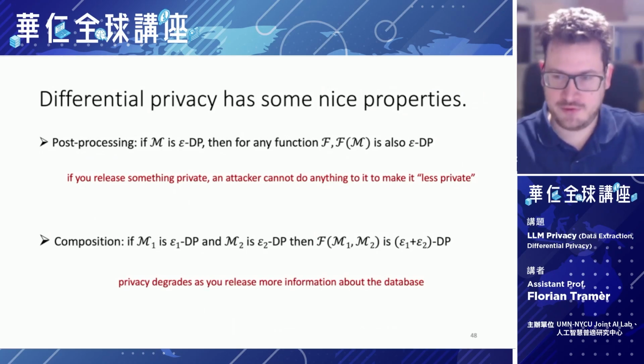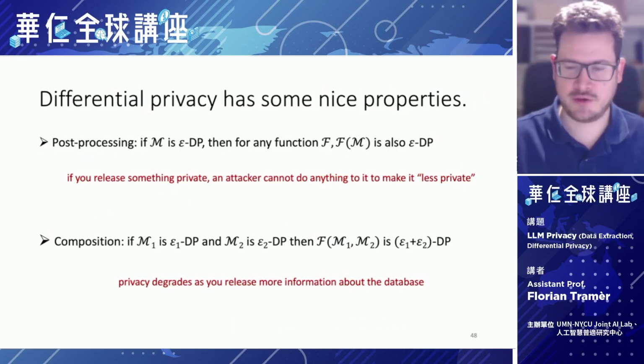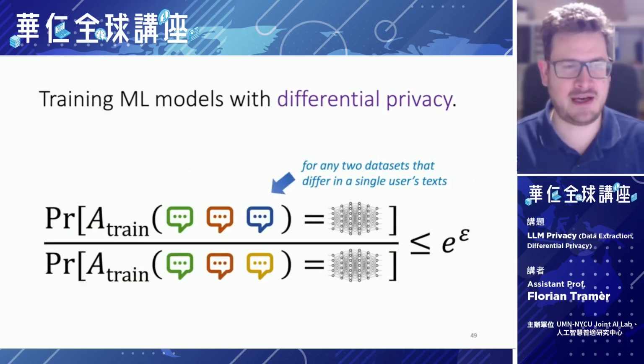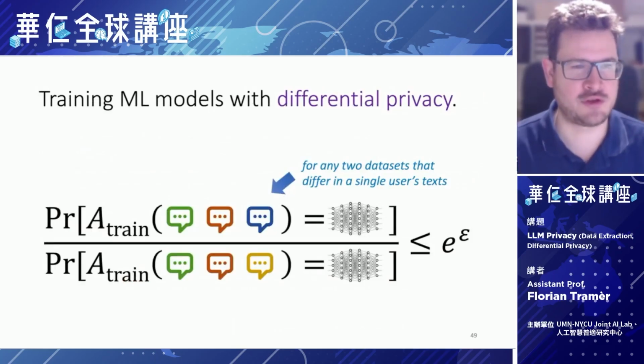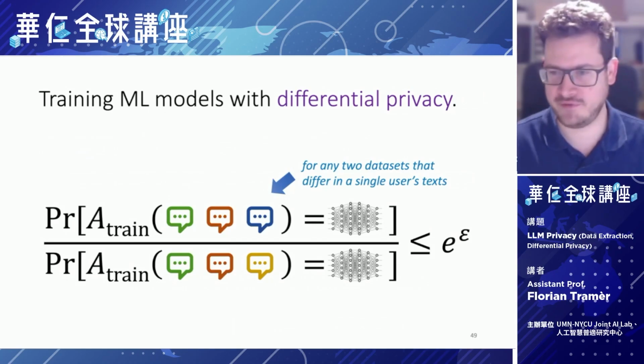Okay, given that we're at the hour, let me take another quick 5-minute break here, and then after this we're going to talk about how to train machine learning models with differential privacy, to apply these ideas to the training of machine learning models. So see you again in 5.